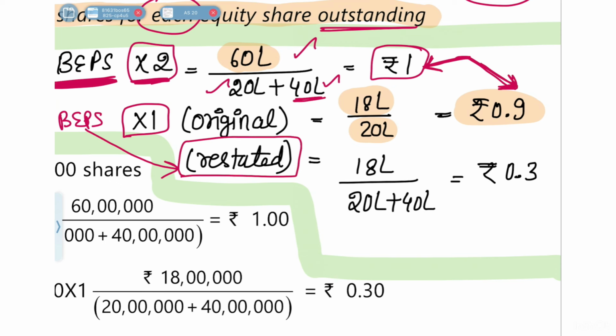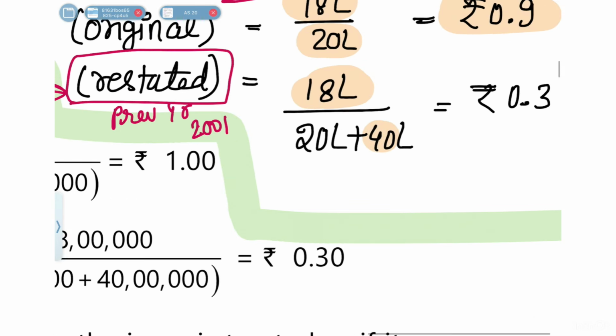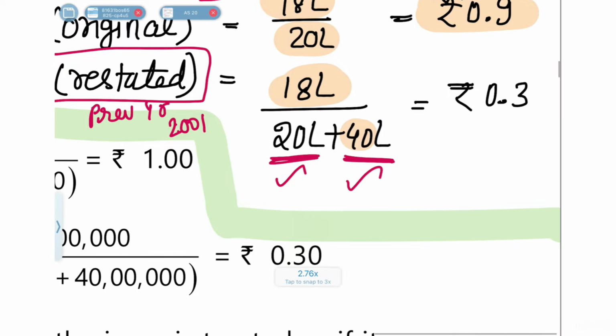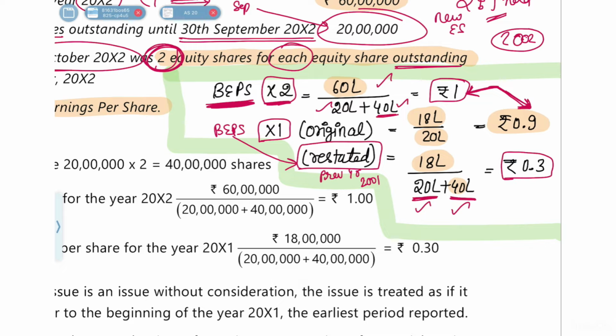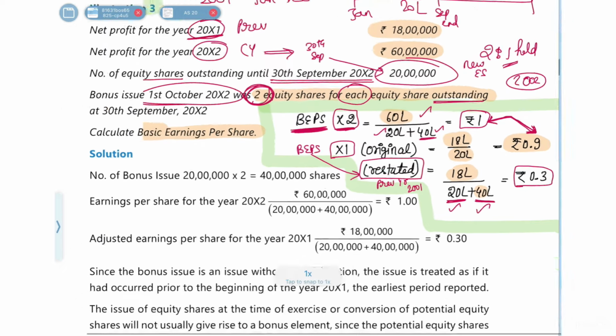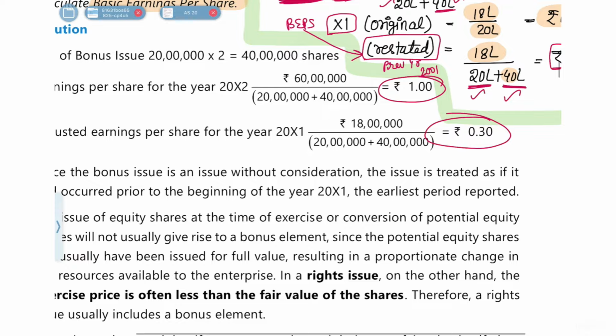So when you find out the restated basic earnings per share for the previous year, for the year 2001, what will you do? You will take the numerator or earnings as it is, which is 18 lakh rupees. But in the denominator, you are going to assume that the bonus was issued in the previous year itself. So 20 lakh was already there in the previous year, and now you assume the bonus was also issued in the previous year, so plus 40 lakh shares. So 18 lakh divided by 60 lakh, 0.3 is the restated basic earnings per share for the previous year. So these are the three figures which they have found in the question as well.